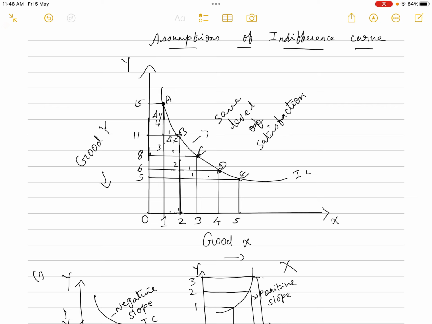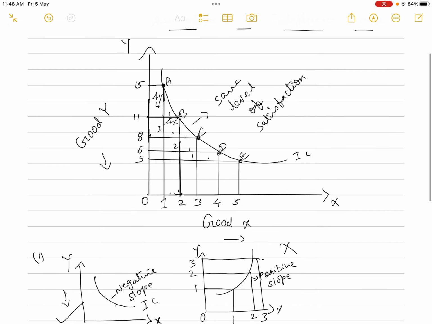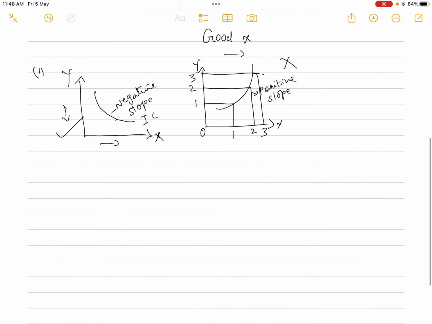Now you can see that the marginal rate of substitution is substituting commodity X for commodity Y, but the rate at which the consumer is substituting keeps on decreasing. So that's why from 4, 3, 2, 1 the rate of substitution keeps on decreasing. So this is convex. Now the second property of the indifference curve is that it has to remain convex.